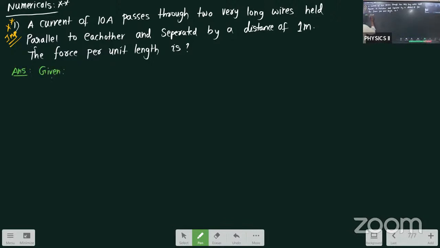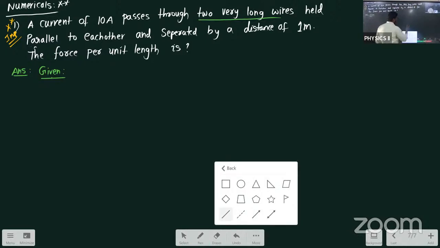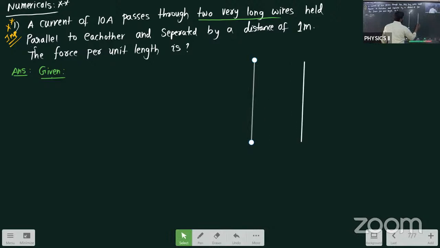Given: a current of 10 amperes passes through 2 very long wires. So there are 2 long wires, separated by a distance of D equals 1 meter. Through this wire, 10 amperes of current is flowing. Through this wire also, 10 amperes of current is flowing.